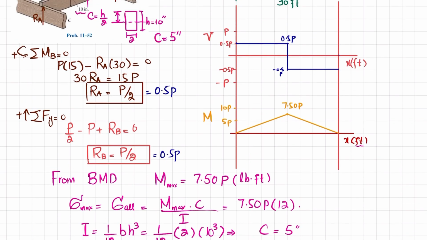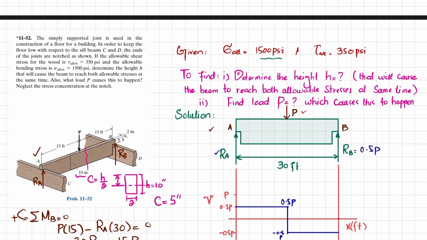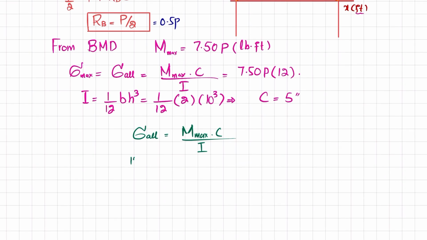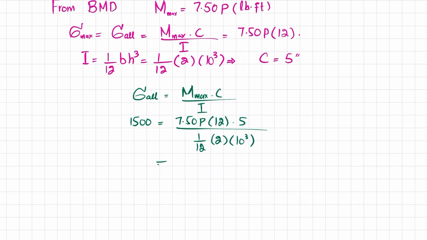So the allowable bending stress is given as 1500 psi. So I will write 1500 is equal to 7.50 P multiplied by 12 into C, which is 5 inch, divided by I, which is 1 over 12, B is 2 and H is 10, so H cube 10. Okay, so when you solve this, you will get P equal to 555.56 pounds. So this is the value of P.